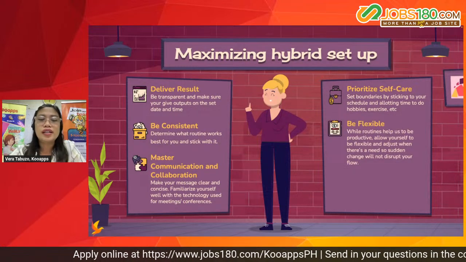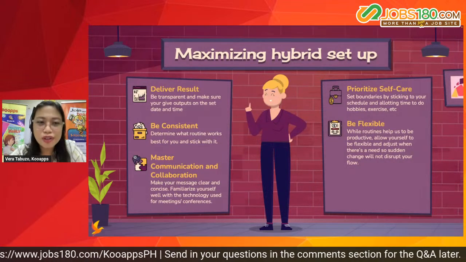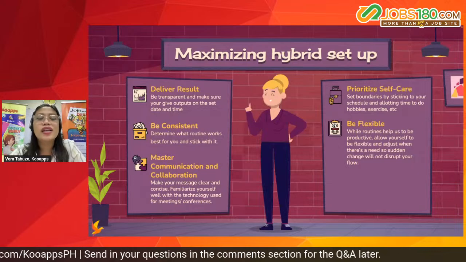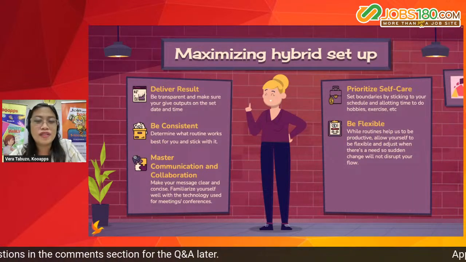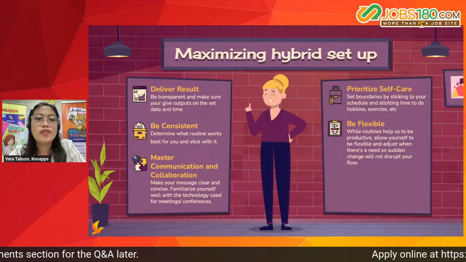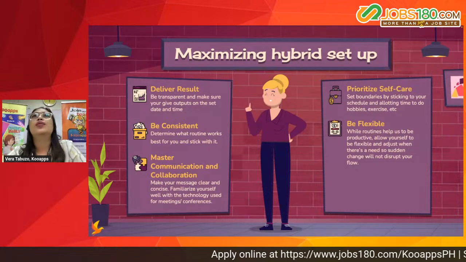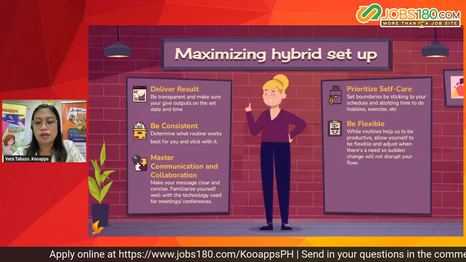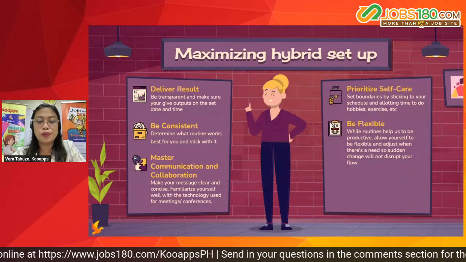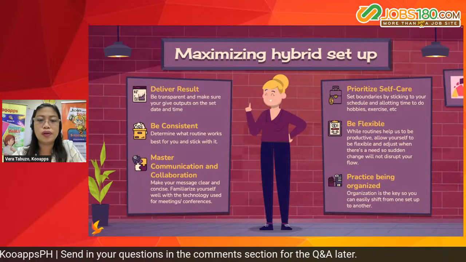And here, this is a bit tricky. So be flexible while you have your routines to help you become productive. You also have to allow yourself to be flexible and adjust whenever there's a need, so that sudden changes will not affect your flow or will not affect your momentum. Okay. And last here is practice being organized.